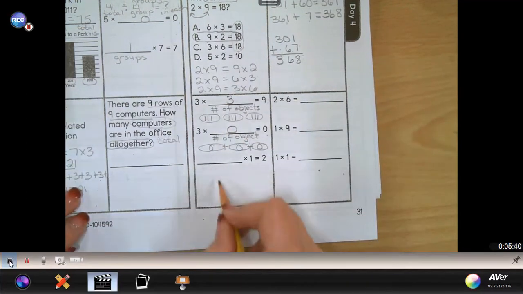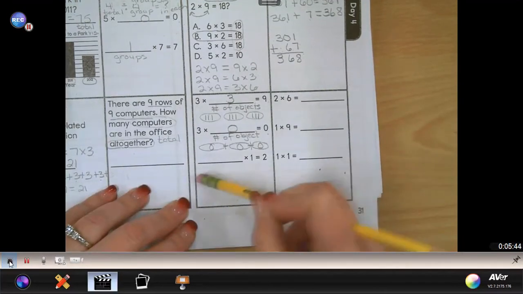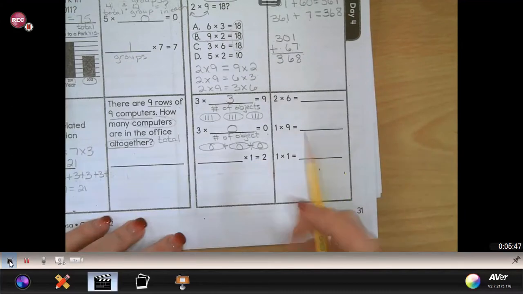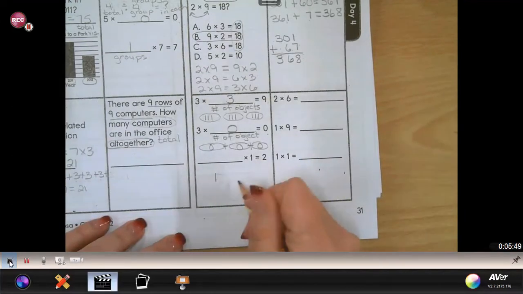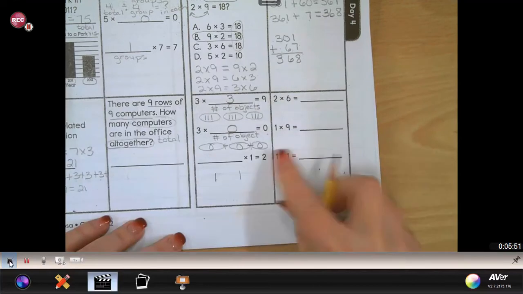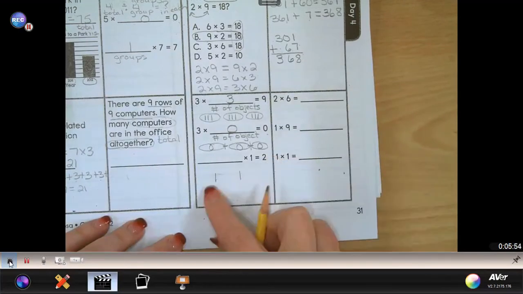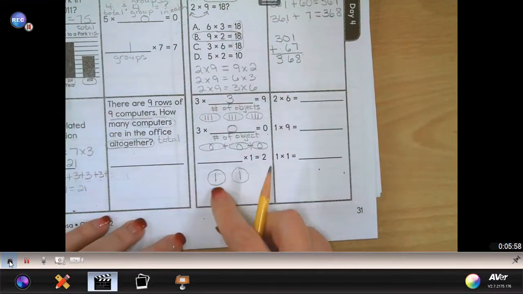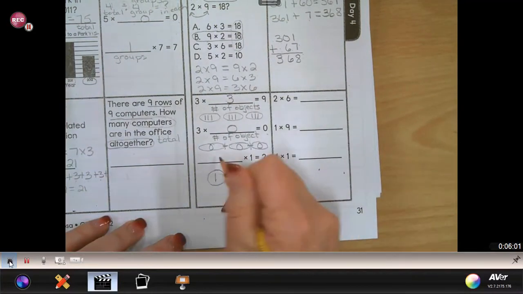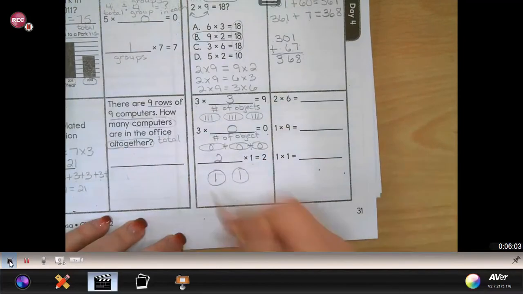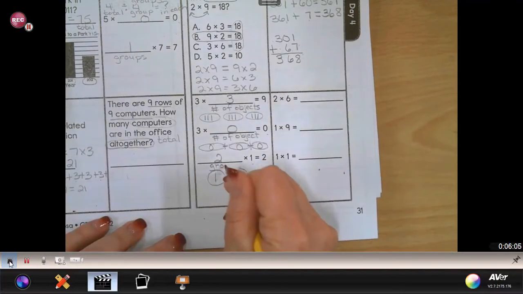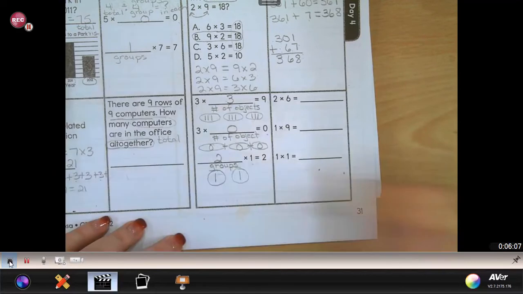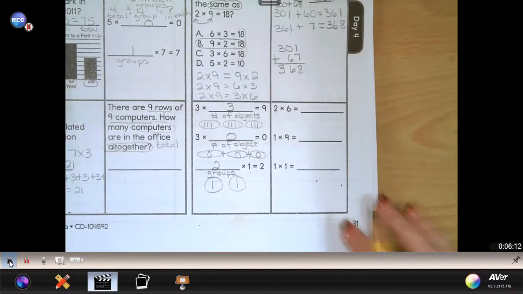And here I have groups, but I don't know how many groups. But I do know that I have 1 in each group. So if I put a tally mark here and a tally mark here, to make my 2 objects, then I can see I have 2 groups here. 1 group, 2 groups. 2 groups of 1. So this was missing my groups or my rows. So those are our multiplication missing factors.